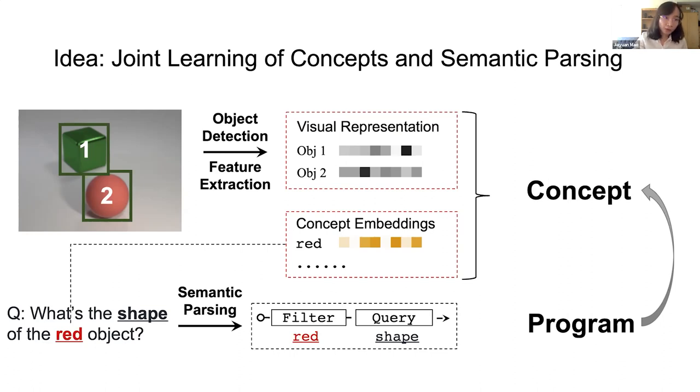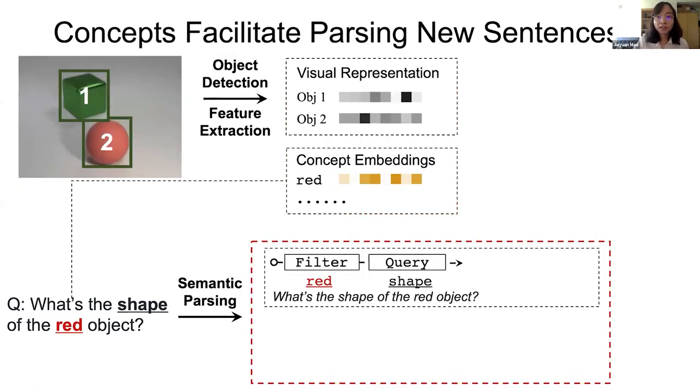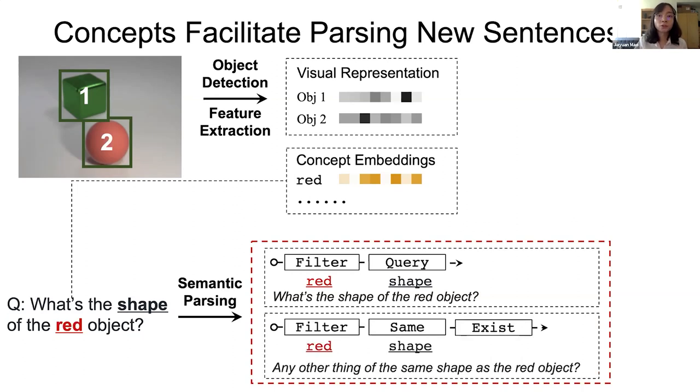Now we look at the other direction, which is how the learned visual concepts can facilitate parsing new sentences. During training, for our semantic parsing, we can sample multiple candidate programs from this parser. In this example, let's say two candidate programs are sampled. We also show the semantic interpretation of each program in natural language. The semantics of the first program is, what is the shape of the red object, which is the correct one. And the semantics of the second program is, is there any other thing that has the same shape as the red object? Again, the concept in the question, like the word red, is associated with vector embeddings.